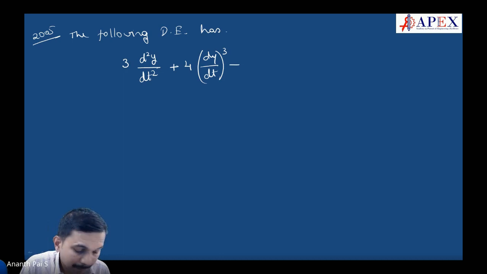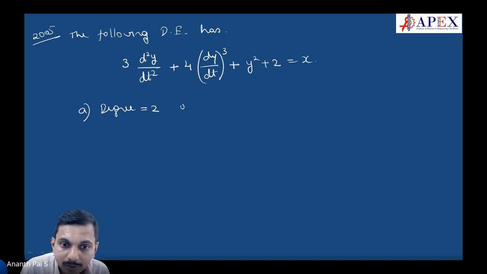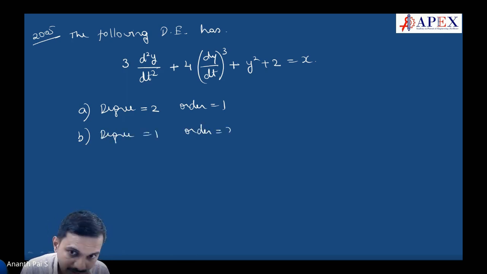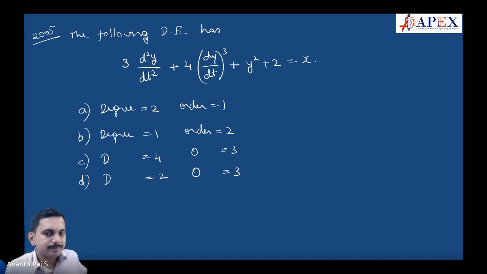plus 4 dy by dt the whole cube plus y square plus 2 is equal to x. A, degree is equal to 2, order is equal to 1. B, degree is equal to 1, order is equal to 2. C, degree is equal to 4 and order is equal to 3, and D, degree is equal to 2 and order is equal to 3. What's the answer? Tell it first. What's the order and degree? This is a 1 mark question in GATE 2005.